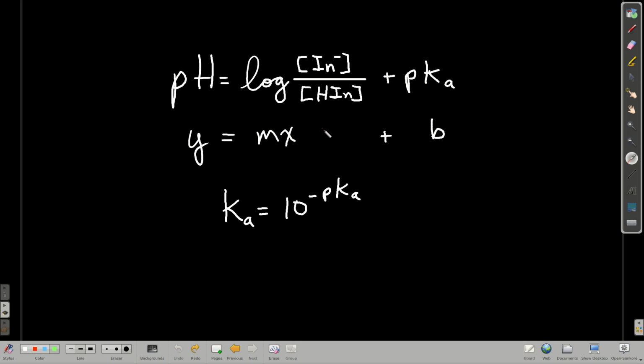So all you have to do is take your spreadsheet, Excel, Calc, whatever you're using, and plot on the y-axis the pH, on the x-axis the log of the base over the acid forms, and get the equation of the best fit straight line. Whatever b, the y-intercept, is in that equation, that's your pKa. To get your Ka, it's 10 to the minus pKa, and you only get one of these. And that is that.